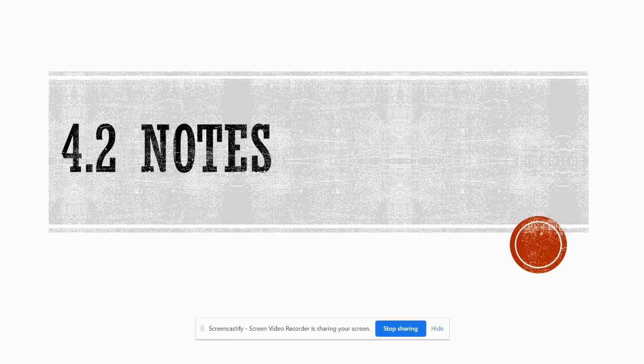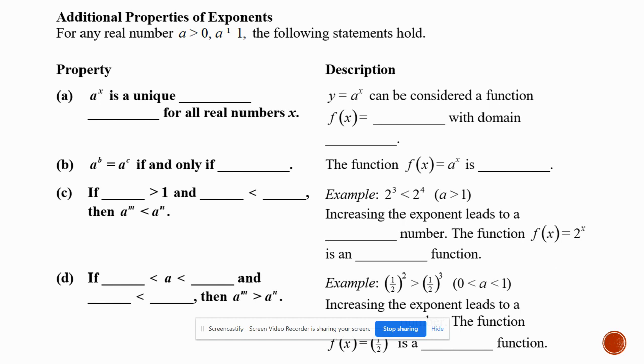Welcome back, everybody. We are going to finish the first half of our unit on exponents, rational exponents, and exponential functions, talking about solving rational functions, graphing rational functions, and all that good stuff. Starting with our properties. So I'm going to fill this in.